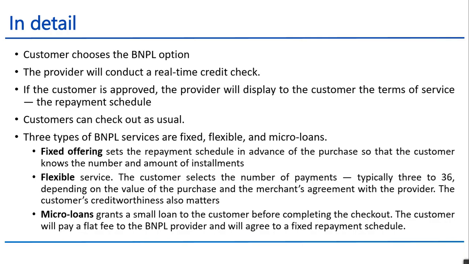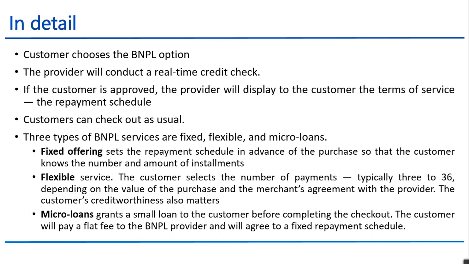Which could be typically between 3 to 36, depending on the value of the purchase and the merchant's agreement with the provider. The customer's creditworthiness is also important. Why are we saying that? For example, if a customer's credit score is just, I would say, above the borderline, a BNPL says, okay, let us take a risk and give the loan, but the customer has to repay this amount within 4 installments only.